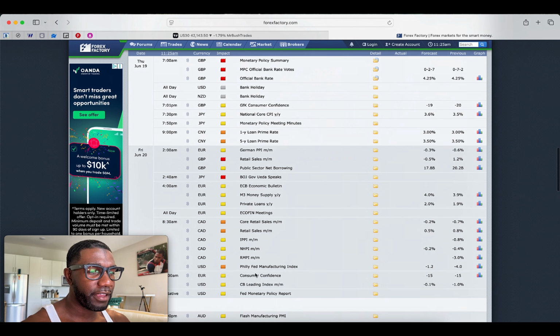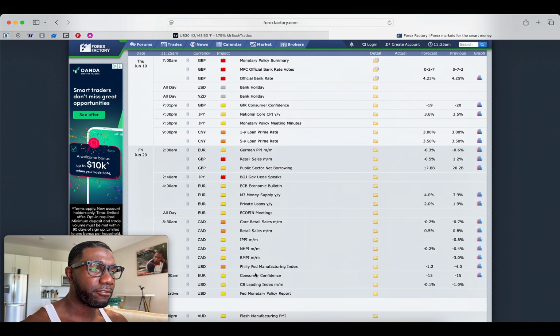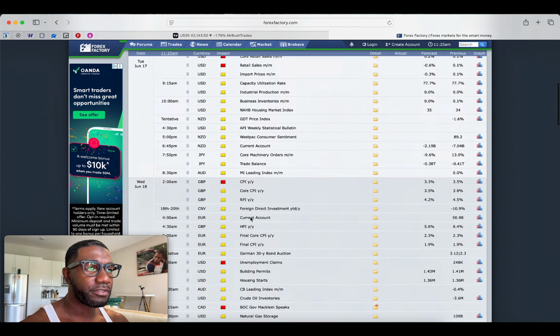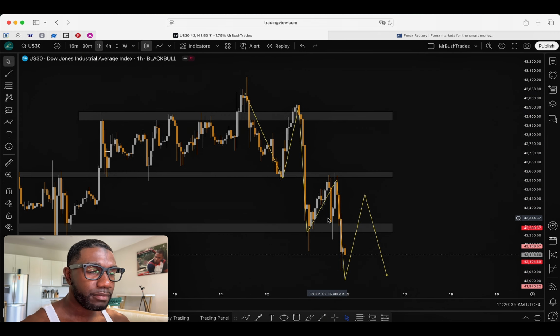Well, we have Philly Fed. It's an orange folder, so it's kind of impactful, right? So that's the news events we have coming up this week. So we could potentially see some movements this week due to those news events, but we just have to pay attention. Price has been trading sloppy.